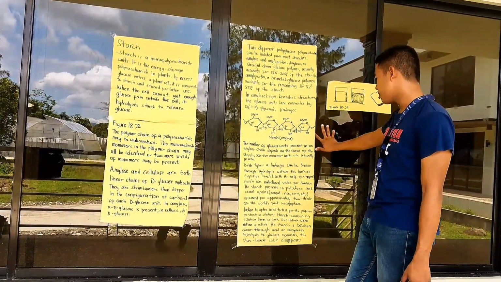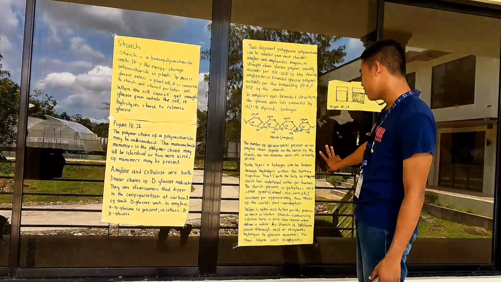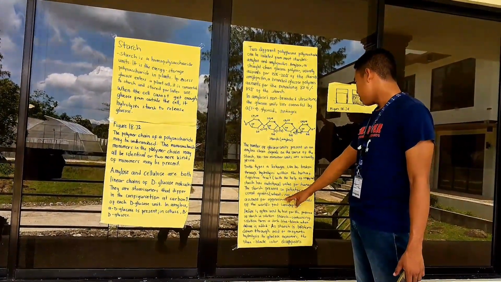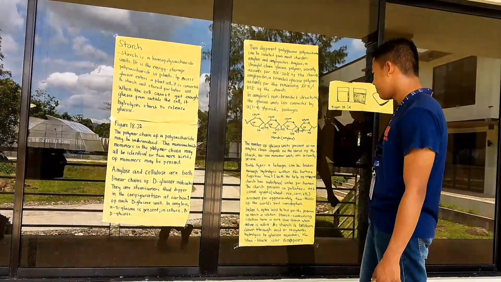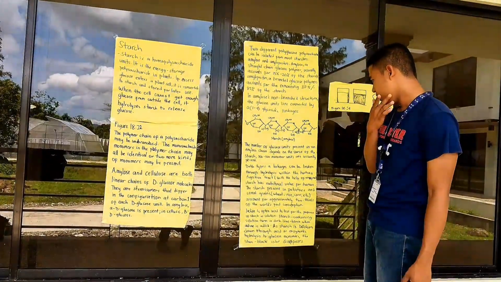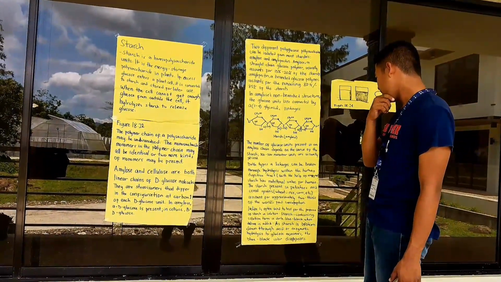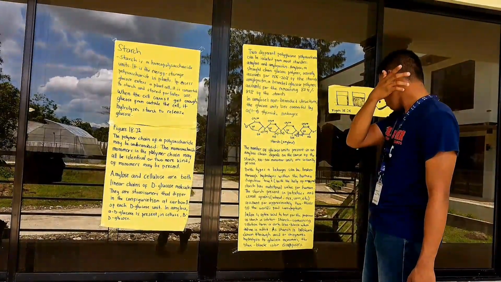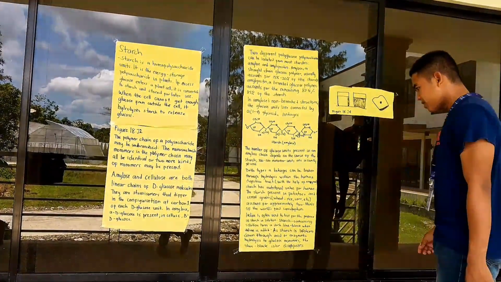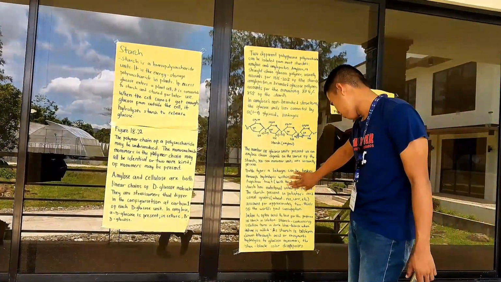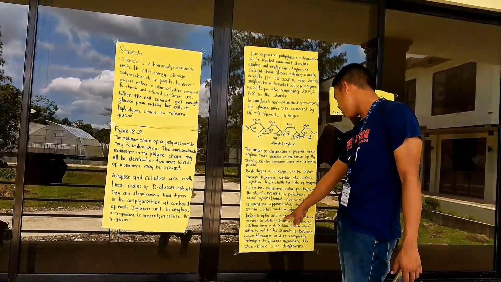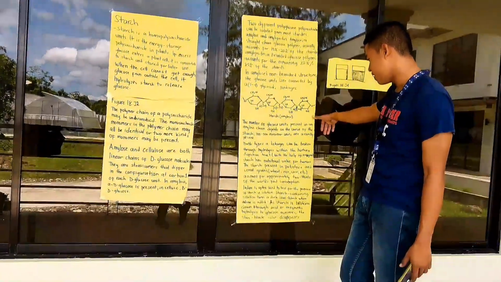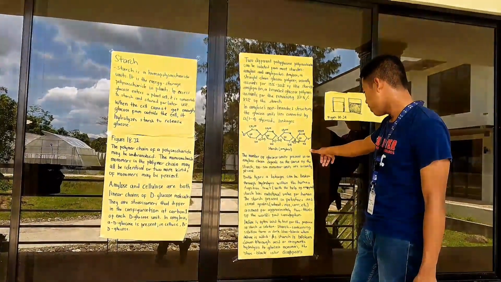The starch present in potatoes and cereal grains, wheat, rice, corn, and others, accounts for approximately two-thirds of the world's food consumption. Iodine is often used to test for the presence of starch in solution.